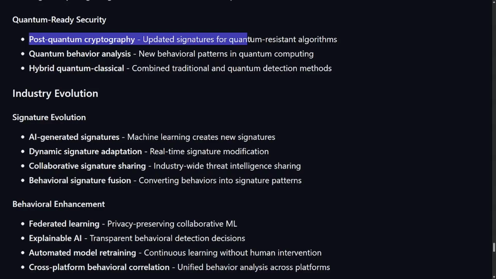Quantum behavioral analysis. We have new behavioral patterns in quantum computing. Hybrid quantum-classical, combining traditional and quantum detection methods. So that combines the cryptography and the behavior analysis, right? So this is talking about the quantum-resistant algorithms. That's what I'm talking about when I'm talking about cracking, right? Because we want updated signatures that can't be cracked by quantum algorithms, right?